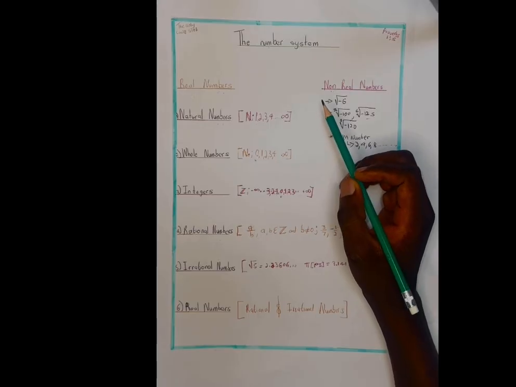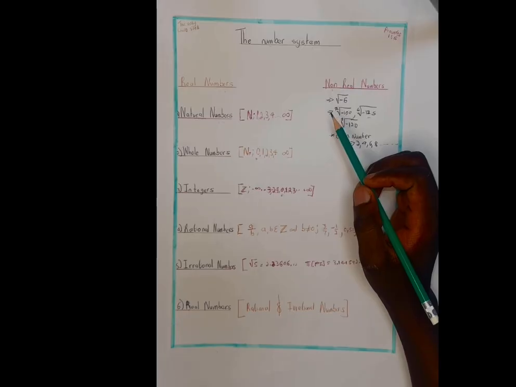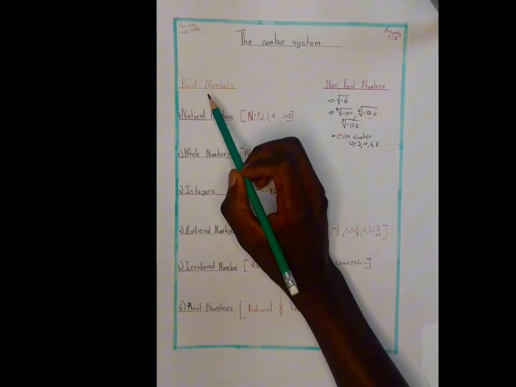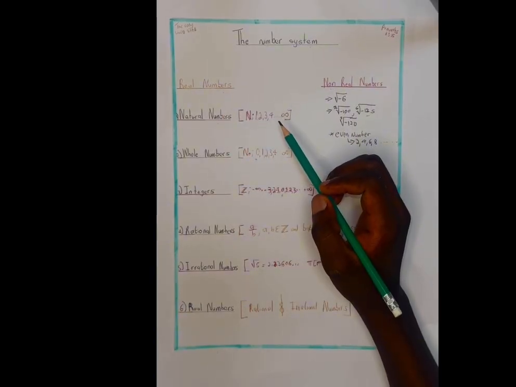In today's lesson, we're going to learn about the number system. The number system is the most important concept in mathematics because it helps us classify and clarify the different types of numbers that we use in maths. So we have real numbers and non-real numbers. Real numbers are numbers that we use on an everyday basis.